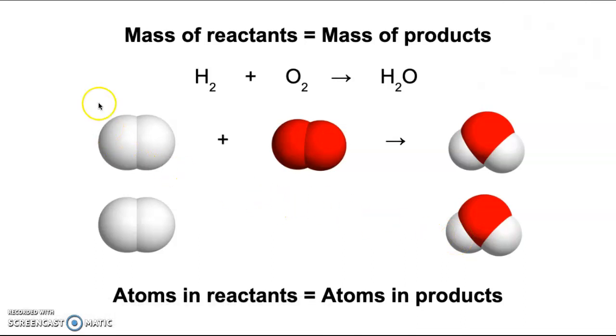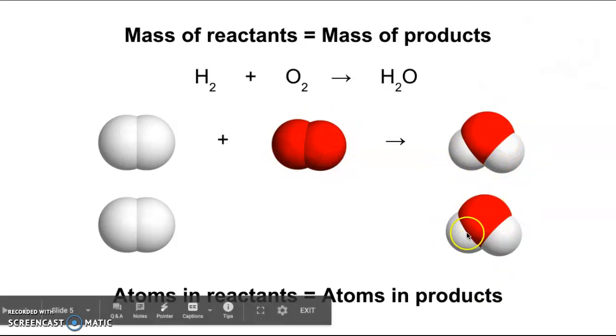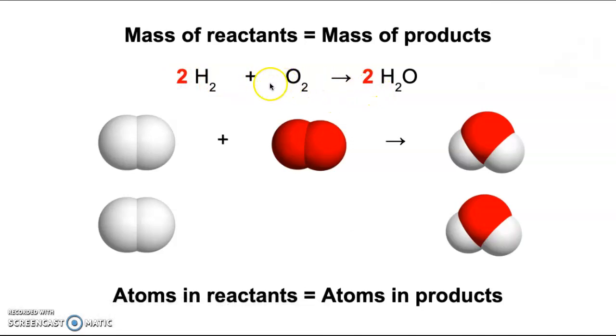Now I have the same number of atoms of everything on both sides of the equation. So to balance my equation here, I'm going to add what are called coefficients. So I've got 2 separate molecules of hydrogen here, 1 molecule of oxygen here, and 2 molecules of water here. So I'm going to put a 2 in front of the hydrogen, a 2 in front of the water. And then anytime I've got a coefficient of 1, I just leave that blank.